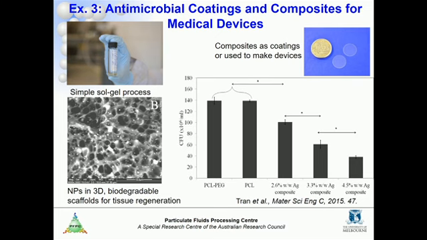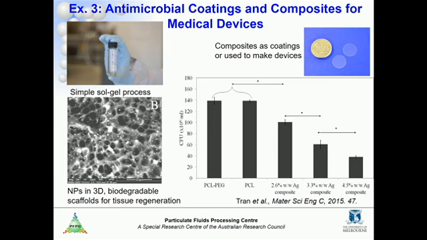The next example then is antimicrobial materials. I mentioned infection as a significant challenge. So how do we make biomaterials that will help us to overcome that challenge? Well, one way we can do that is to use alternatives to antibiotics. We know that antibiotic resistance is becoming an increasing problem.